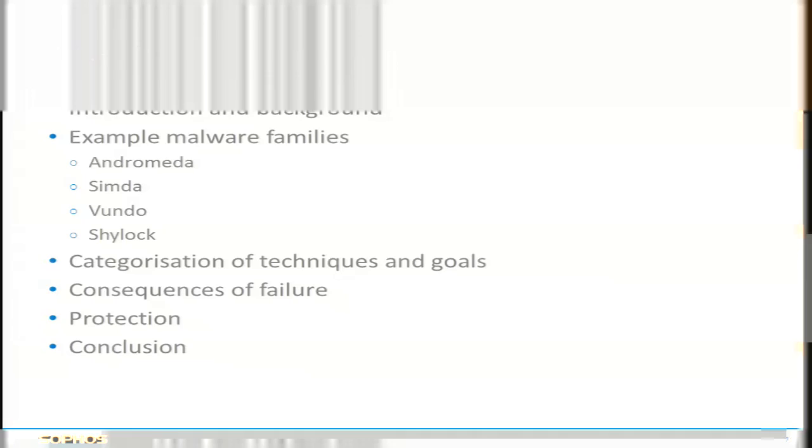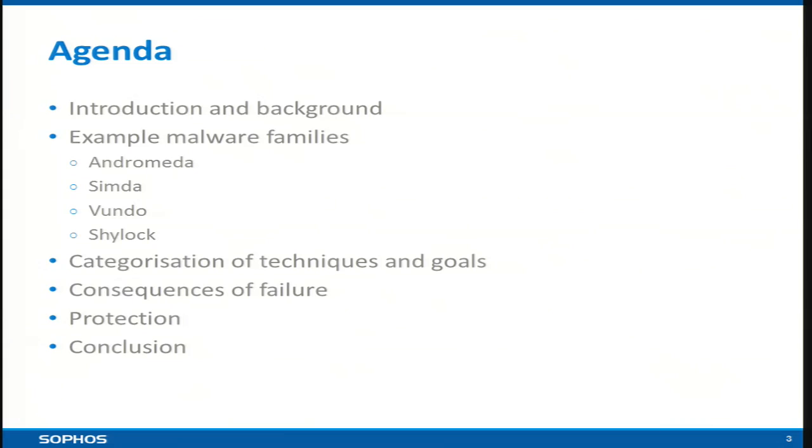So let's have a look at the agenda then. We'll start with a brief introduction and background about sandboxes and malware's interaction with sandboxes, before jumping right into some example malware families that display this slightly more interesting behavior once they detect that they're running in a sandbox. Those example malware families would be Andromeda, Sima, Vundo, and Shylock.